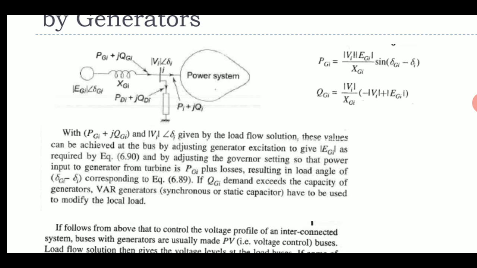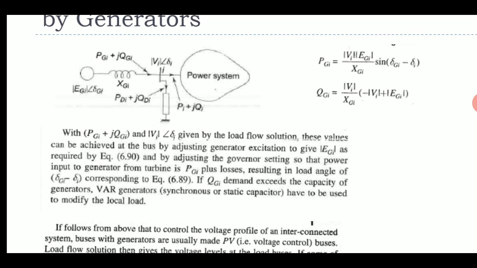Now what is the power that is transferred? It depends on the angle between the generator delta and the bus delta. Now if the demanded reactive power exceeds the capacity of the generator, that is beyond the capacity of the generator.